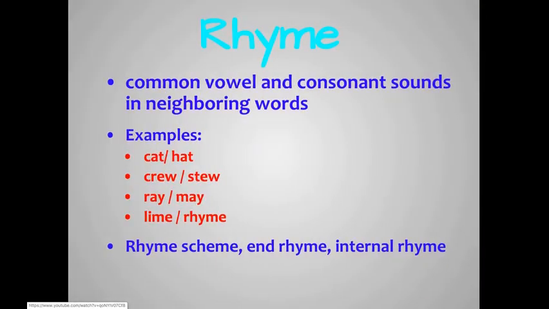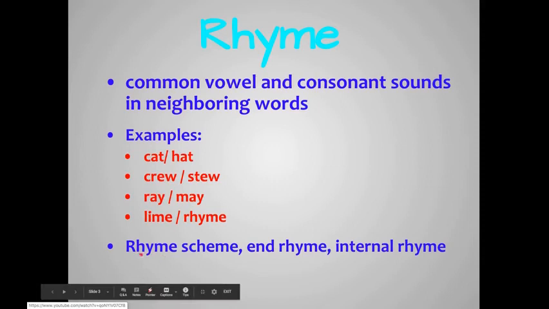And so, beginning with rhyme, I mentioned already that common vowel and consonant sounds in neighboring words create rhyme. Cat, hat, crew, stew, may, and ray, and then lime and rhyme. And notice that they don't necessarily have to be spelled the same way. So you don't want to just look at the words visually. For instance, lime and rhyme don't look the same because one uses a Y and one uses an I, but the sound is the same. And that's what creates the rhyme.